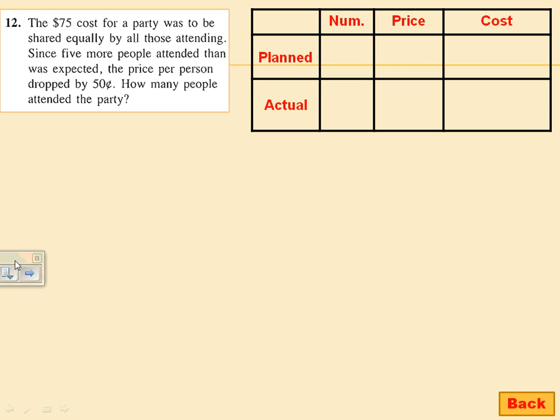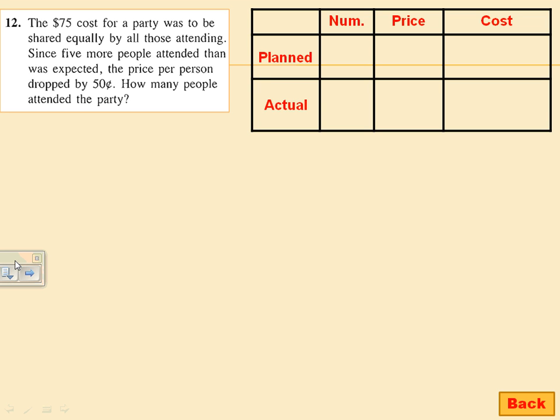To do number 12, it's tricky, but very similar to number 10. The $75 cost for a party was to be shared equally by all those attending. Since 5 more people attended than was expected, the price per person dropped by 50 cents. How many people attended the party?